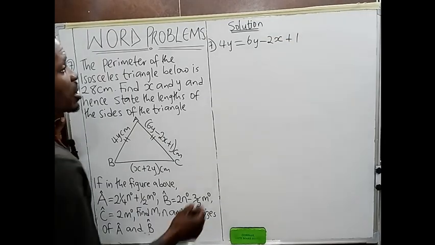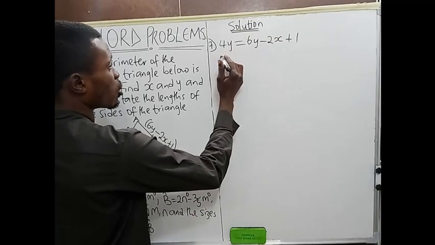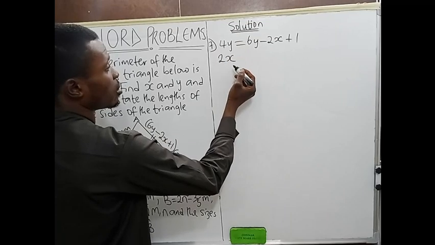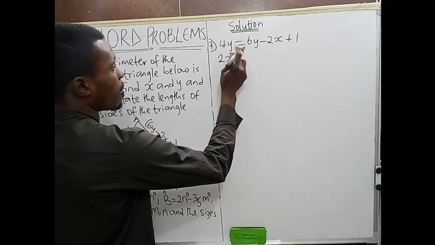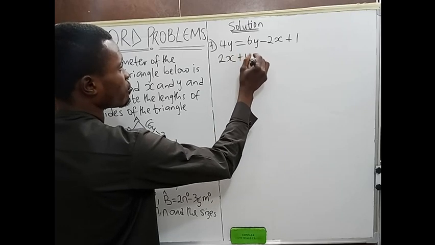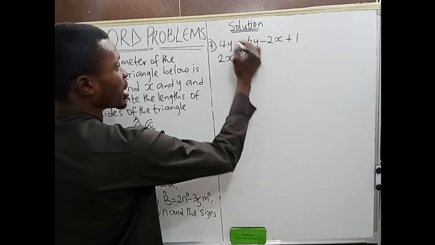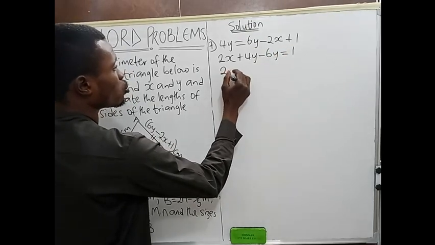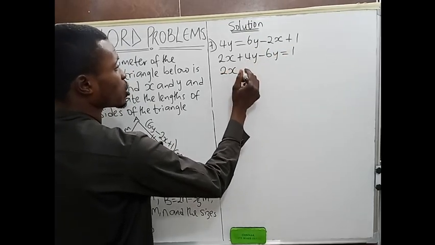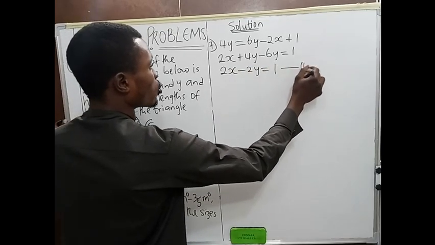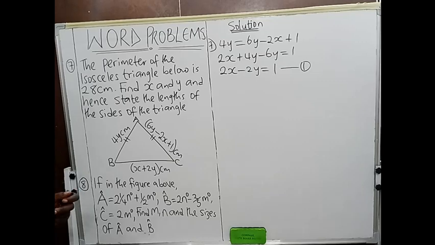Okay, when we rearrange, we're going to have what? 2x comes here to become minus 2x, comes here to become what? 2x. All right, this is what? Plus 4y minus 6y equals 1. So we have what? 2x. 4y minus 6y is minus 2y equals 1. This gives our equation what? 1.